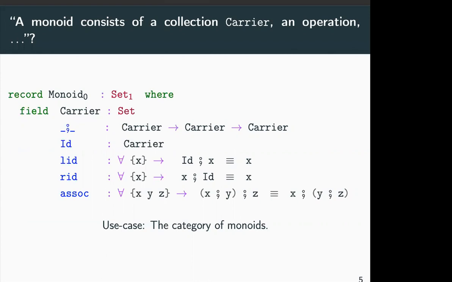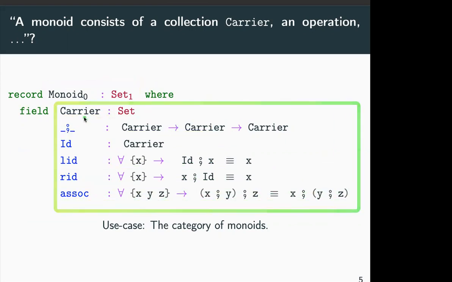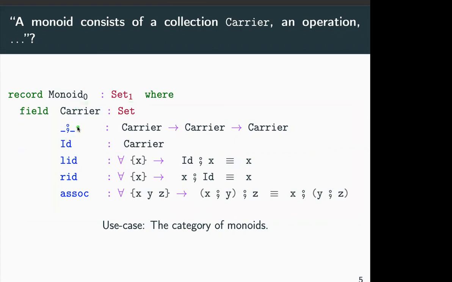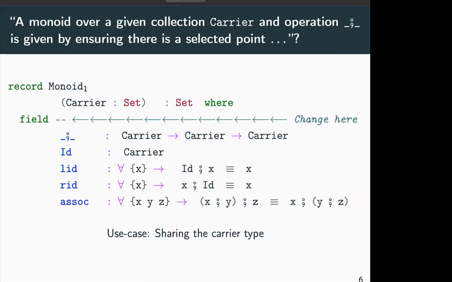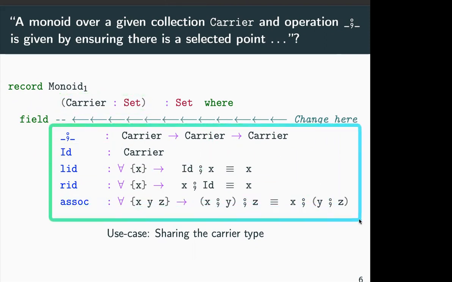We can think of a monoid as a type. This is just a type, that's all it is, and this type consists of a number of features: what you have and how to compose them, etc. But for another use case, we might think monoid is a type former, that once you give it a carrier type, only then do you have another type. So you say it's a monoid over a given carrier.